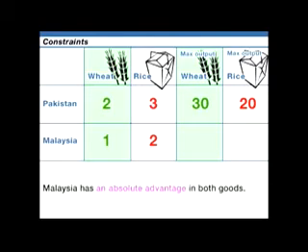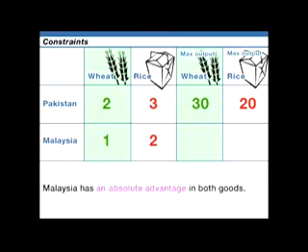Economists like examples that work like this. We like to show you that even though Malaysia is better at doing everything, that is, even though Malaysia can produce more wheat and more rice with a given amount of labor than Pakistan, in the end, we will find that it is still advantageous for Malaysia and Pakistan to cooperate and trade. Even though Malaysia has an absolute advantage in the production of each good, it will still turn out that Pakistan has a comparative advantage in something.